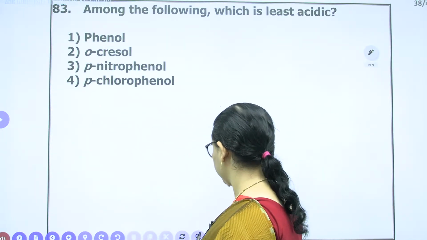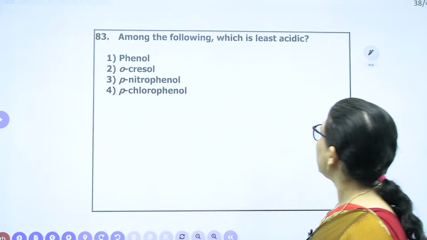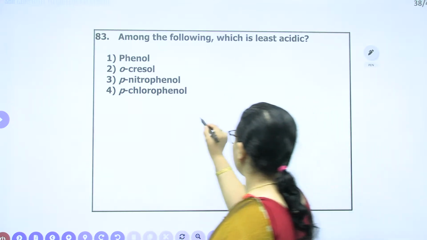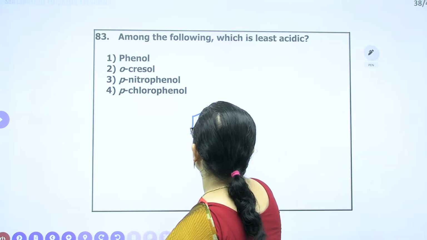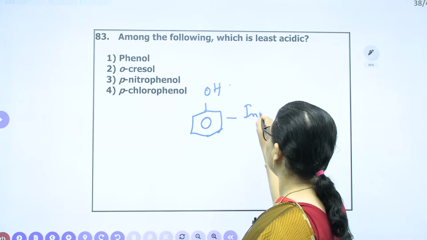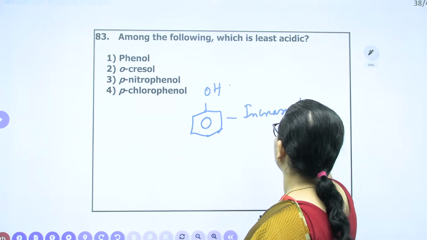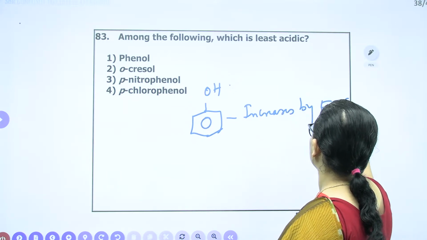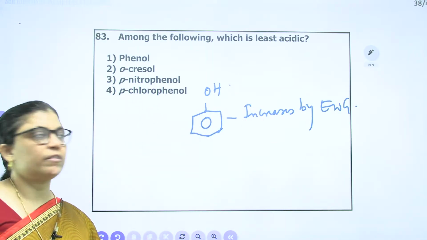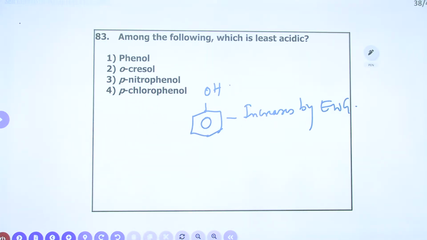Okay. Next question. Among the following, which is least acidic? All are related to phenol, C6H5OH. Remember, the acidic strength of phenol increases with an electron withdrawing group, whereas acidic strength decreases with an electron releasing group.